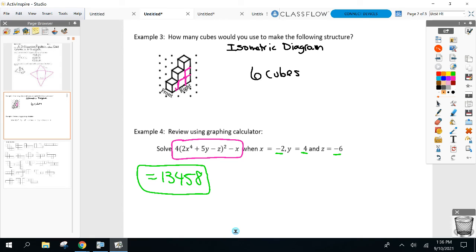Now, could you have done that without the store button? Probably, maybe. All right, but you're going to see on your homework tonight, there's some complicated ones that maybe you want to use your calculator instead of trying it on your own. Any issues with the calculator that I can help you with before we go on to our final thing for today?